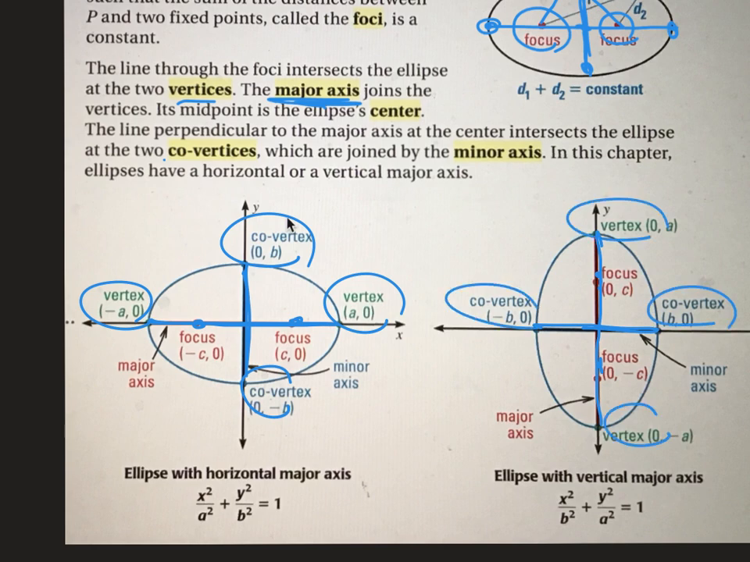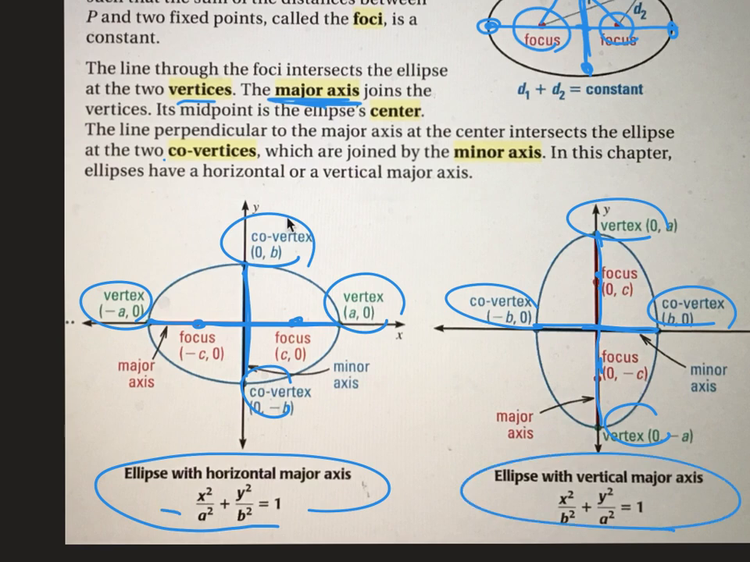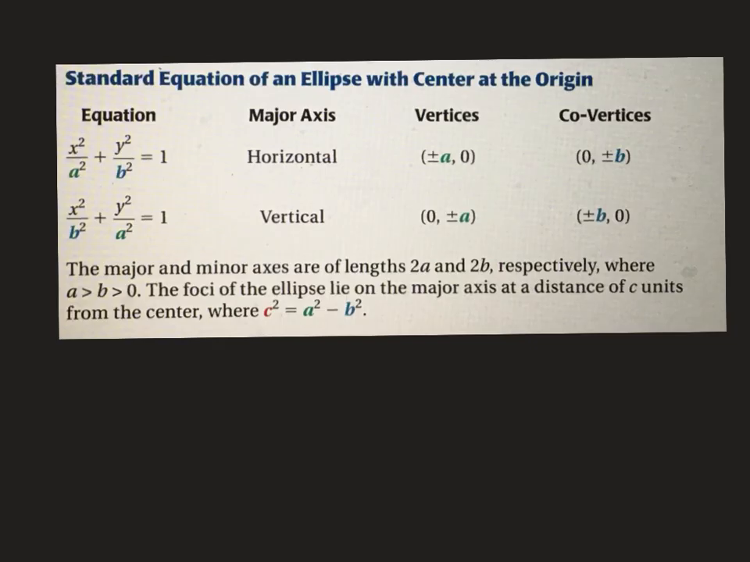Now, the equations are down here. They look exactly the same. The only difference is the a squared and b squared switched. If you look at the two equations, the a squared and b squared switched. A squared is always the bigger number. That's how you can tell which one's which. If the a squared is under the x squared, x is the major axis. If it's under the y squared, y is the major axis. That's a huge point.